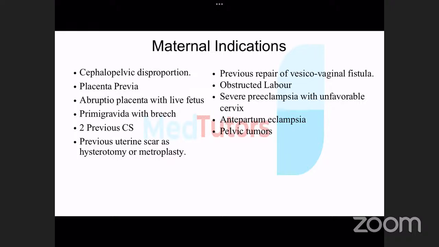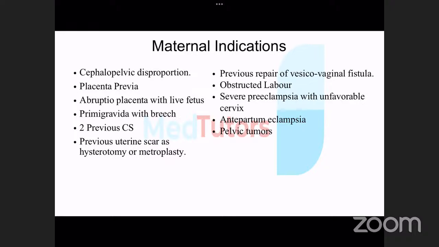Previous uterine scar, such as hysterotomy or metroplasty. A woman who has had a previous surgery on the uterus, for instance, she had a uterine incision to remove a baby before the age of viability, or she had repair of a congenital anomaly of the uterus, which is called metroplasty. She's a candidate for cesarean section because in most instances, these incisions were done at the upper uterine segment. Therefore, it is just like having a classical cesarean section scar. Therefore, she will have a cesarean section.